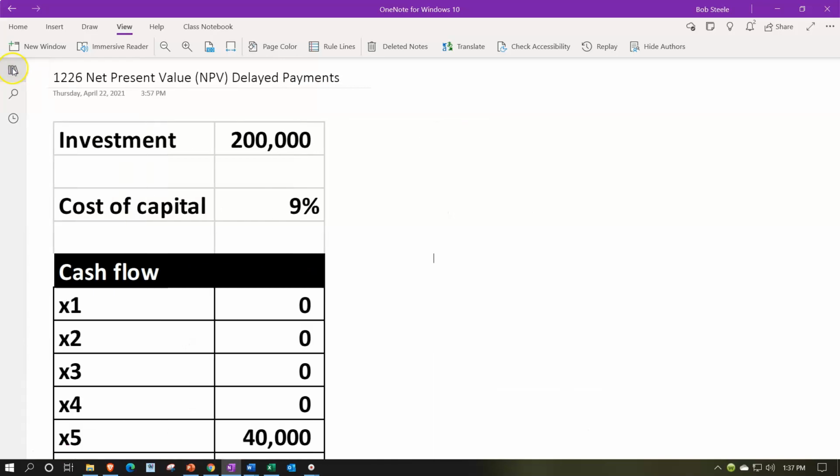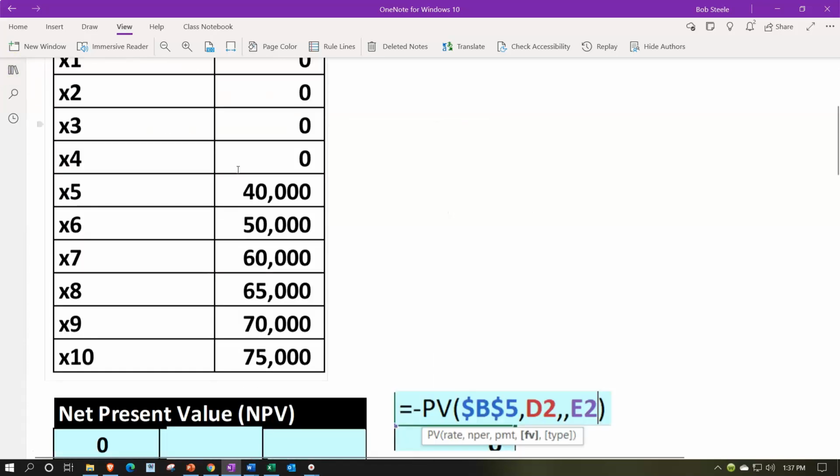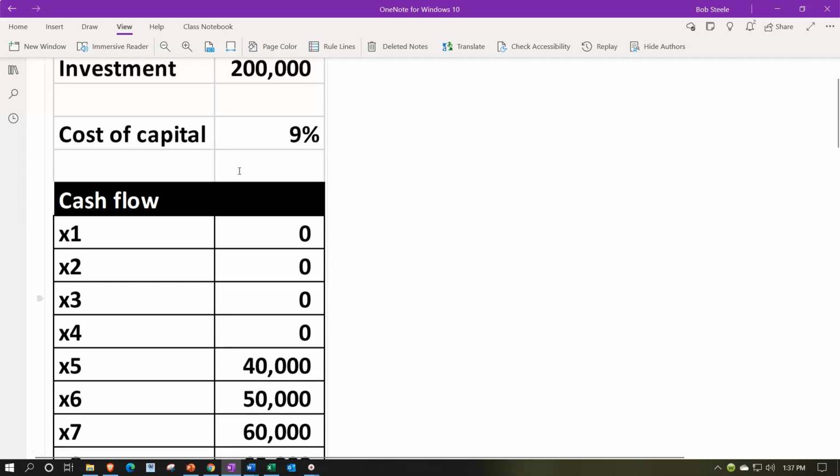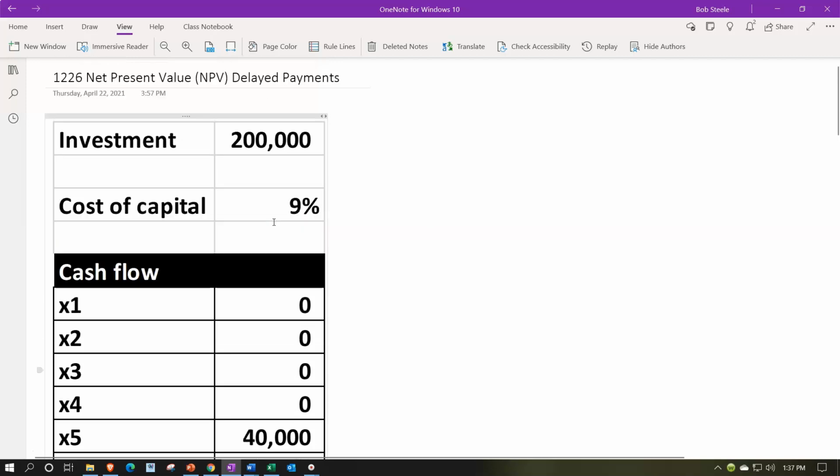Closing out the icon, we have our information up top. We're going to go through the calculations down below. We have a similar scenario as we have seen in prior presentations, but with the difference that the cash flows we expect to be receiving in the future start a longer point out into the future. So we have a delayed period before we start receiving the cash flows.